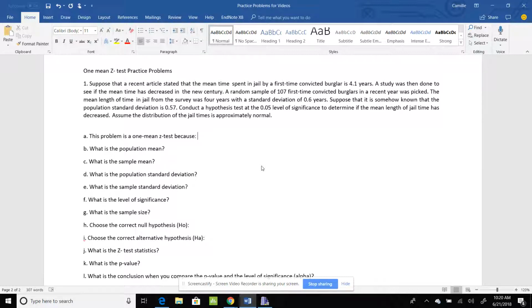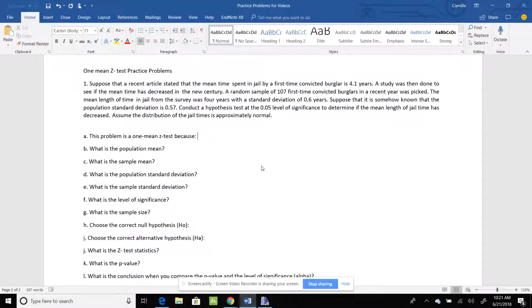So suppose that a recent article stated that the mean time spent in jail by a first-time convicted burglar is 4.1 years. A study was then done to see if the mean time has decreased in the new century. A random sample of 107 first-time convicted burglars in the recent year was picked. The mean length of time in jail for the survey was 4 years with a standard deviation of 0.6 years. Suppose that it is somehow known that the population standard deviation is 0.57. Conduct a hypothesis test at the 0.05 level of significance to determine if the mean length of jail time has decreased. Assume the distribution of jail time is approximately normal.